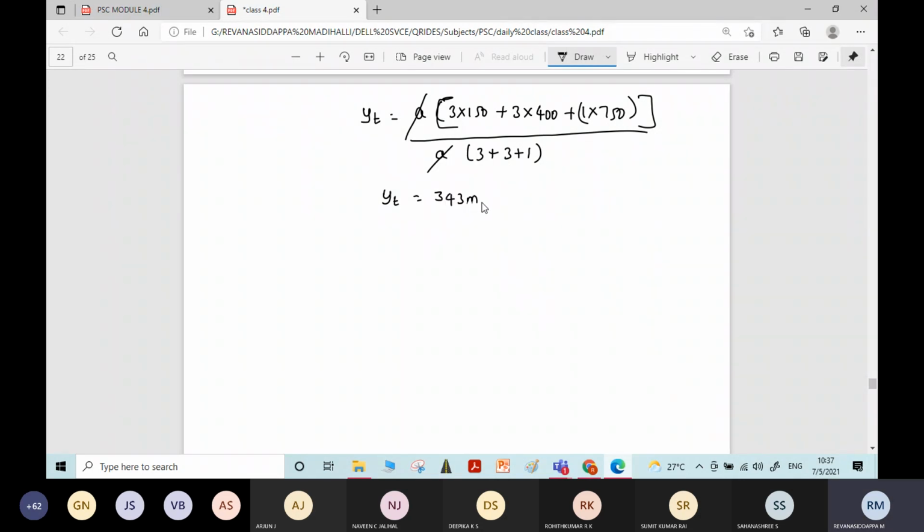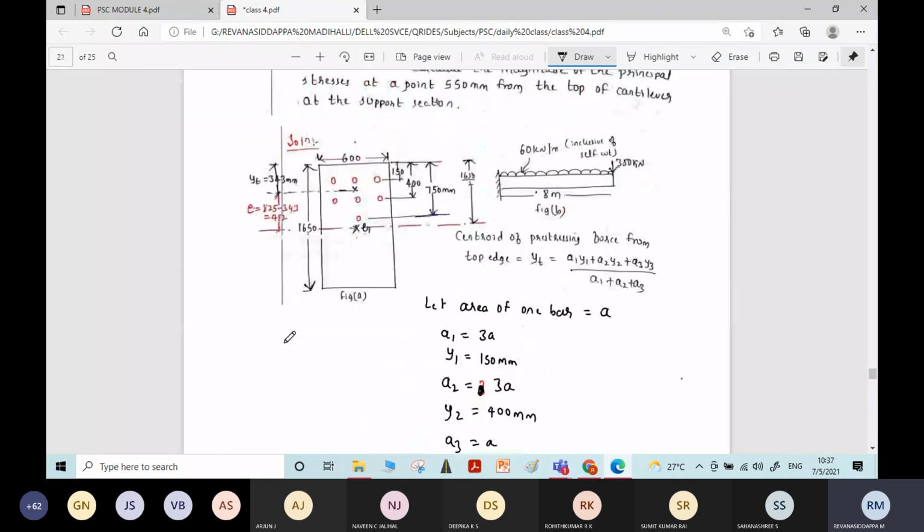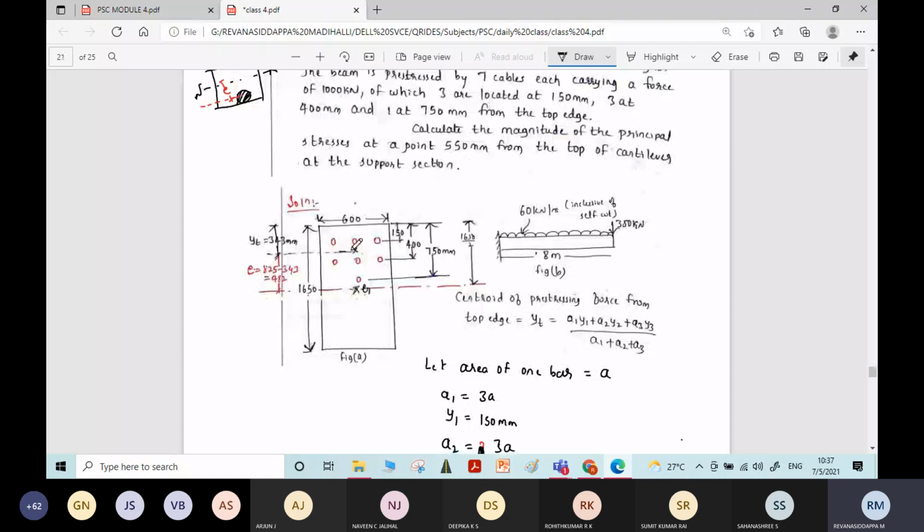Now you got the distance of the centroid of the cables from the top fiber. That is at a distance of 343 mm from the top fiber. You mention that in the diagram; I hope you already mentioned it. Now you can find the eccentricity, right? You can easily find the eccentricity now. Eccentricity is nothing but the distance between the centroid of the cable and the centroid of the whole section.